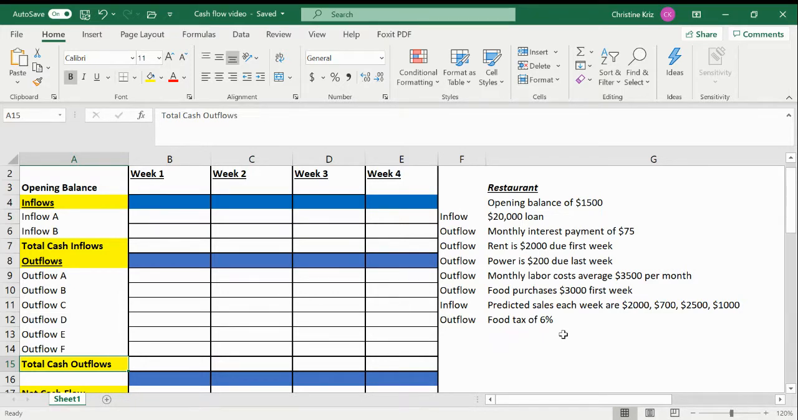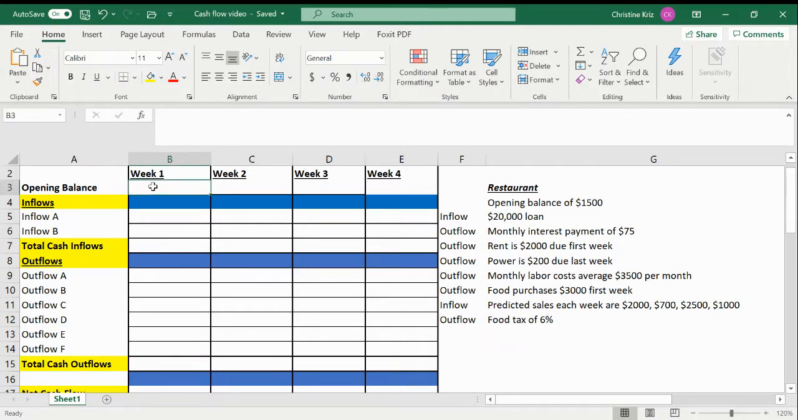The power bill is just one of the utilities, due the last week of the month. Their labor charges average $3,500 per month. They're going to purchase food for $3,000 in the first week of the month. And then their predicted sales are listed there for each week of the month. And of course, they're going to pay their food tax. Now, please note, this is not all inclusive. Again, this is very simplistic for the sake of time. You will probably have more inflows and outflows than I have listed here.